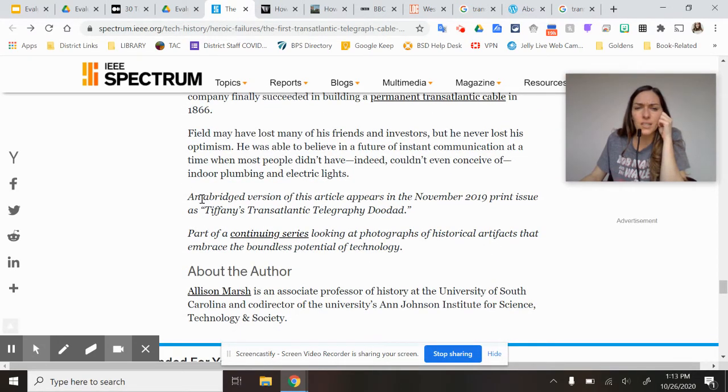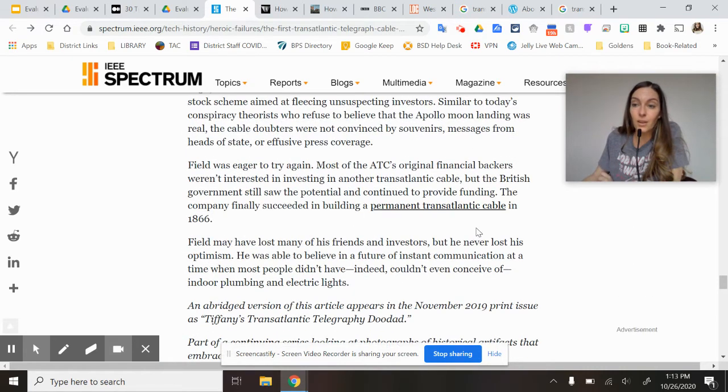The other thing I noticed is that this article seemed to appear in a print issue, and it was titled by a different name, but that's also a good sign. If this article was not only published here electronically on the web, but it was also printed physically in a magazine, that's a really great sign.